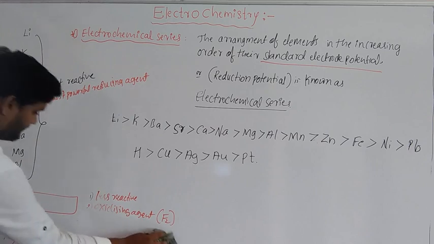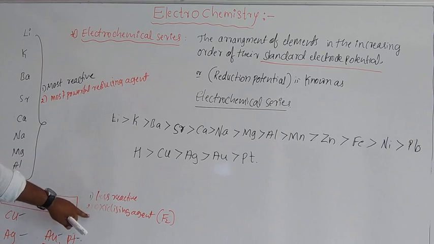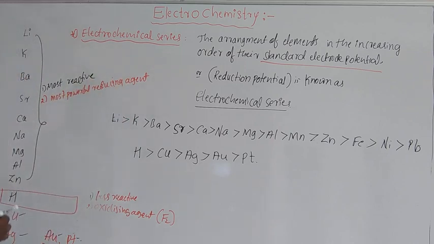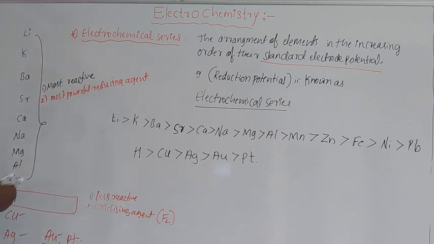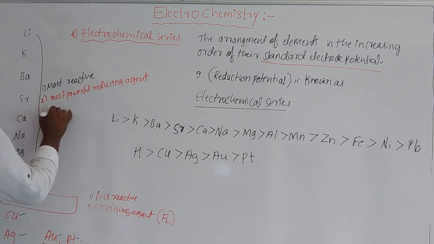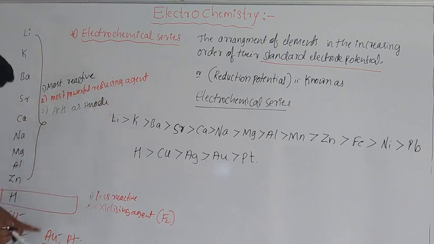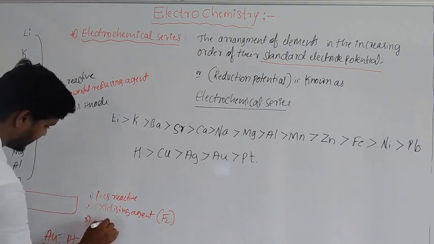Okay, so metals or elements below the hydrogen are less reactive and most powerful oxidizing agents, and metals or elements present above the hydrogen are most reactive and most powerful reducing agents. And one more: the metals or elements present above the hydrogen act as an anode. And here, student, the metals or elements present below the hydrogen act as a cathode.